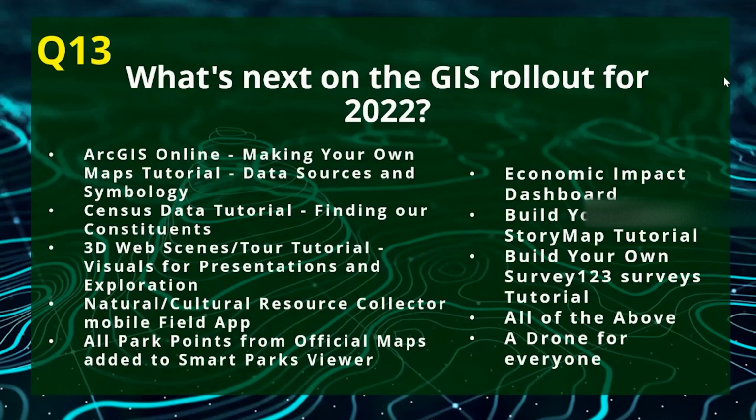So as we look into the next phases of our GIS rollout, we have a lot on our agenda. We'll be creating a lot of tutorials that'll help you get to the next level. One of them is going to be the ArcGIS Online, making your own web maps. We're going to get more into how to get different data sources and use symbology and some really cool tricks for sharing this data. I'm also going to show you how to get some census data from the Living Atlas so you can start to find your constituents.